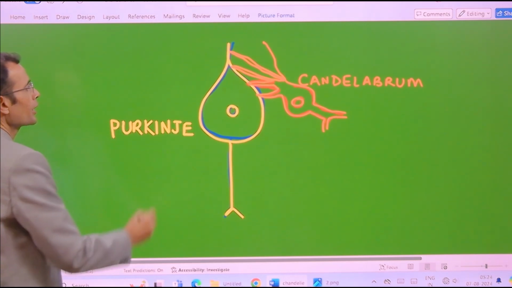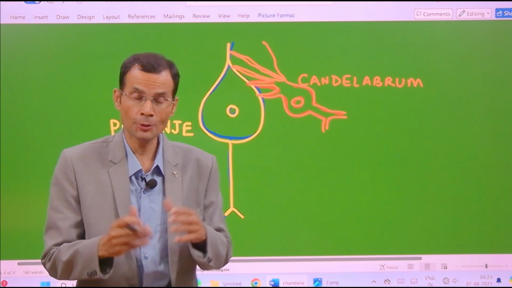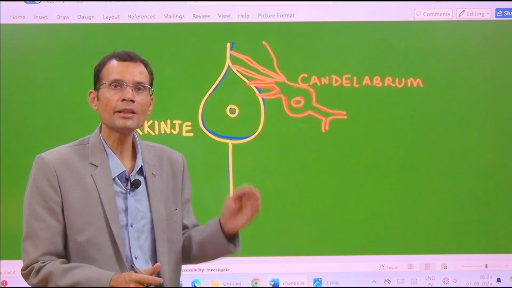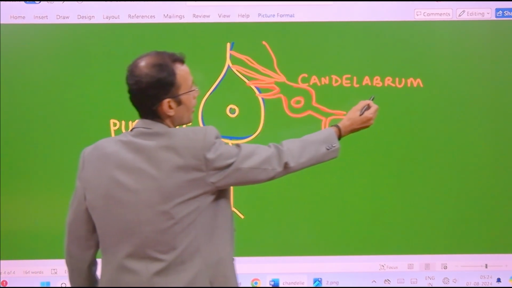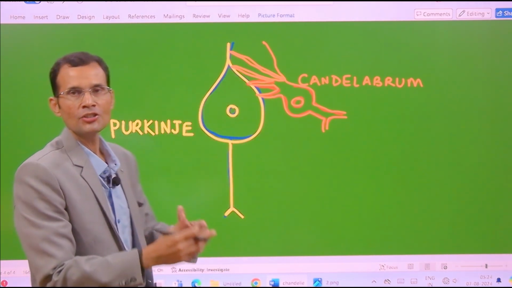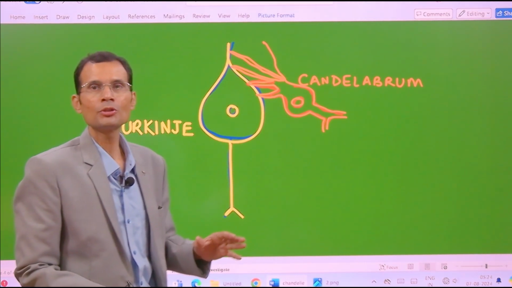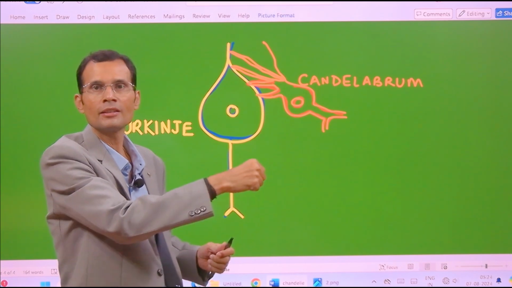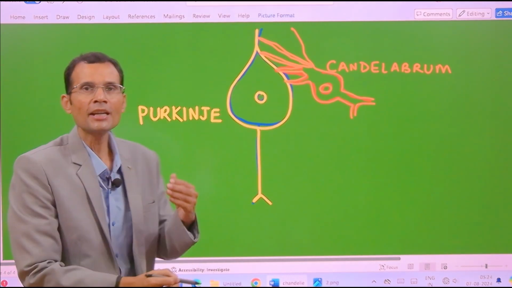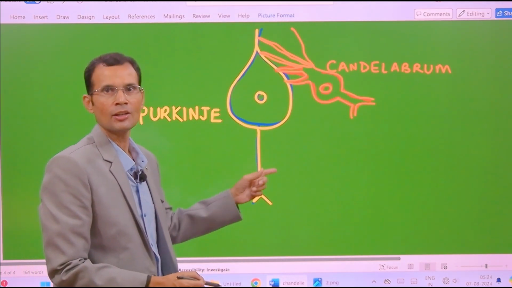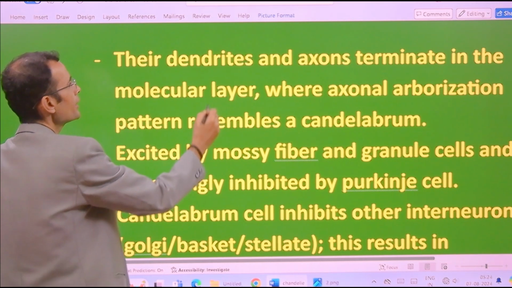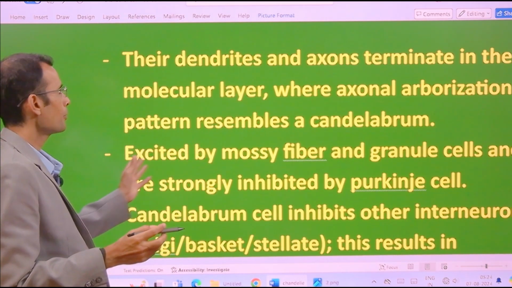All right. So you can see here, the Purkinje cell is the most important, central cell in the cerebellar circuit. It is always controlling the output via the deep nuclear cell. Now, this candelabrum cell's arborization of the dendrites and axons is on the Purkinje dendrites, and it's quite similar to the candelabrum, a multiple candle holder or a stand. So, a GABAergic interneuron making inhibitory contact with the Purkinje cell of the cerebellum. That's how you can describe the candelabrum cell. Their dendrites and axons terminate in the molecular layer where the axonal arborization pattern resembles a candelabrum.